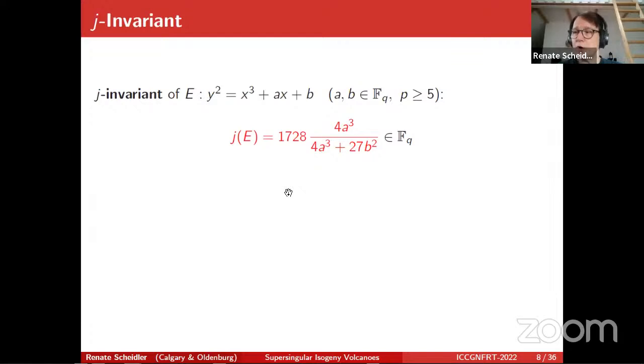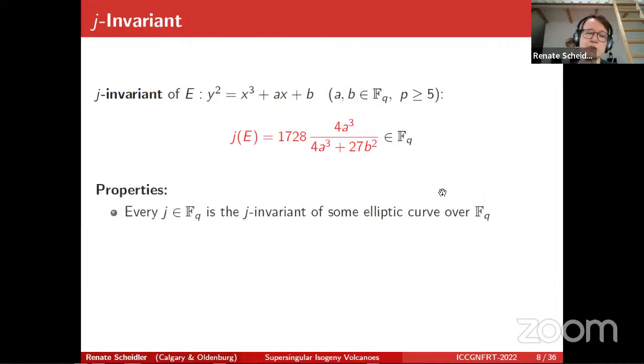So we need one more object related to elliptic curves. That's the j-invariant. If the elliptic curve is given by an equation like this here, a short Weierstrass model, and let's just assume that the characteristic is greater than or equal to 5 for simplicity, then this is the j-invariant. The denominator here is not 0 because that's the discriminant of the elliptic curve, and that has to be non-zero. So this simple formula gives you the j-invariant.